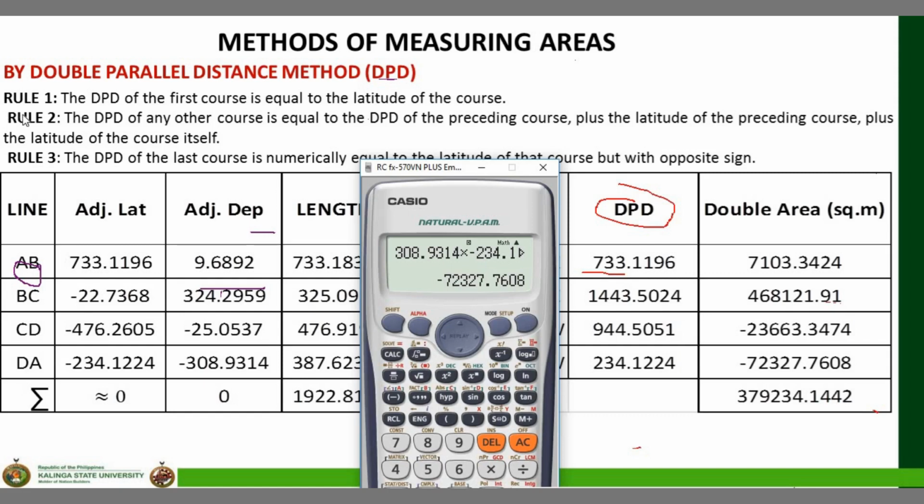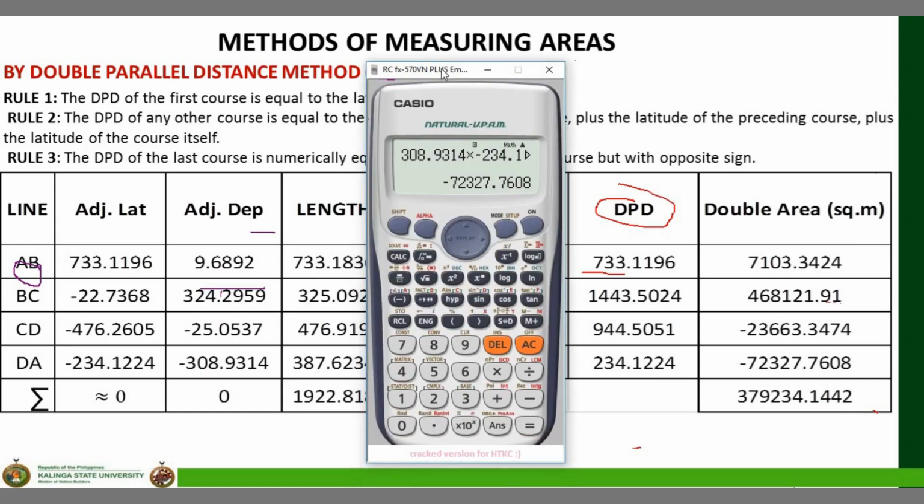For other courses, we're going to use Rule 2. Ang sabi sa Rule 2, the DPD of BC is equal to the DPD of the preceding course. Ang preceding course ni BC ay si AB. So, ang DPD ni AB ay 733.1196 plus yung latitude ni AB, that is 733.1196 plus yung latitude ni BC, that is negative 22.7368, which is equal to 1443.5024.